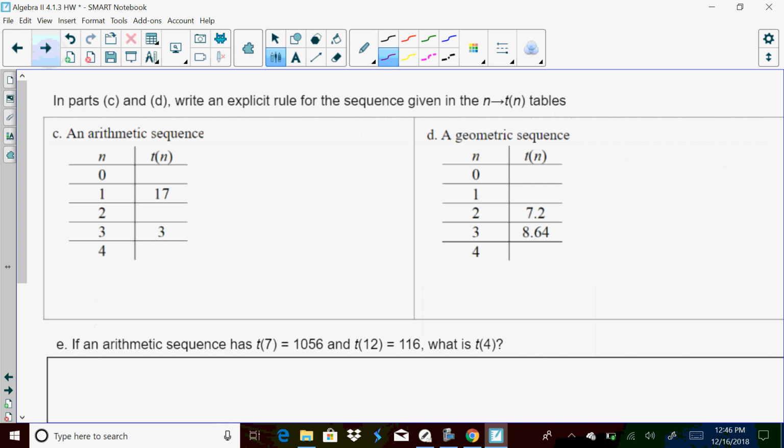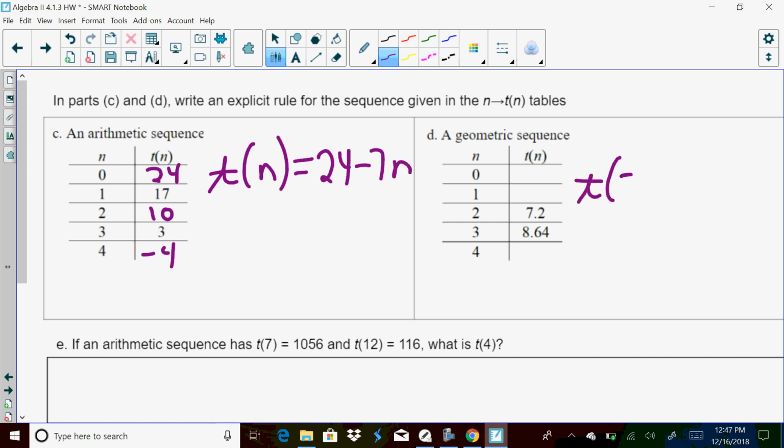Parts C and D, write an explicit rule. For this one, I start at 24 and I'm going down by 7. So it's t of n equals 24 minus 7n. This one, it's t of n equals 5 times 1.2 to the n.